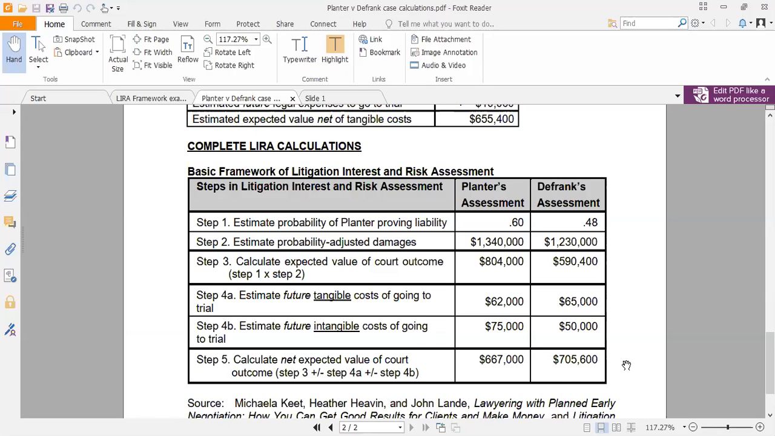You do not, if you're a plaintiff, want to end up at trial with a worse result than what the defendant has offered, and vice versa. The defendant does not want to end up paying an awful lot more in a trial verdict than what they could have settled for with the plaintiff. So hopefully this helps you understand how you can assess the value of a case.